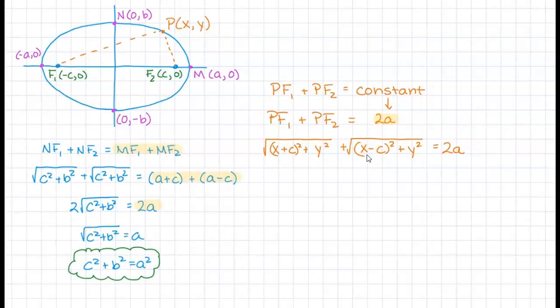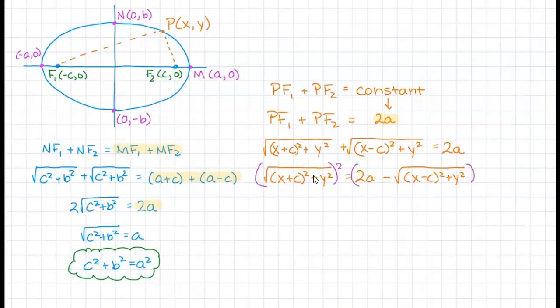So the easiest way to do this is actually going to be to separate them first. I'm going to subtract one of them. It doesn't matter which one, so I'll subtract the second one and move it to the other side. Okay, so we have that. Now I can square both sides. I'm going to square this, and I'm going to square this. And this right here is going to cancel out with the radical. That side's easy. So I have (x plus c) squared plus y squared.